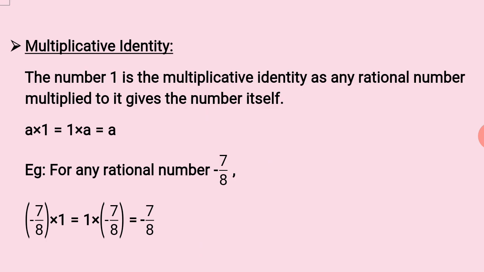The last one, multiplicative identity. Now the number 1 when multiplied by any number gives the same number. So 1 becomes the multiplicative identity. It gives the number itself. So the word identity is used. So a multiplied by 1 equal to 1 multiplied by a, which is equal to a. An example is being flashed over there. It's quite easy to understand.